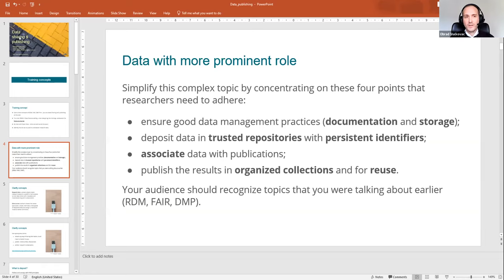When you explain these four points to your audience, they will recognize all the things they were listening to prior to that. They will recognize RDM principles here, they will recognize FAIR principles, and also one thing that is very important, if not the most important thing here, is the data management plan, which will envelop all these things in one and keep it all together.